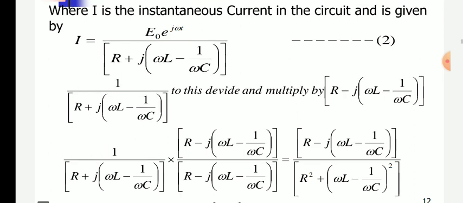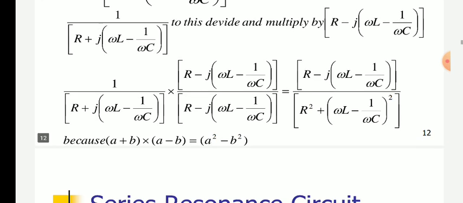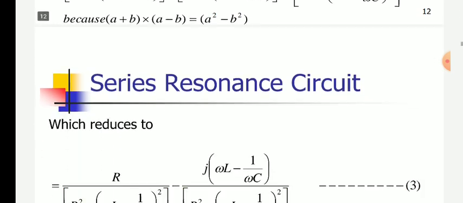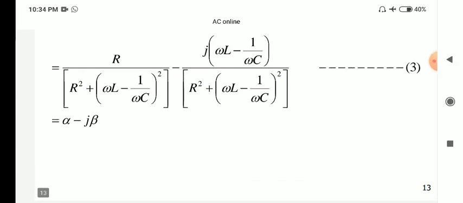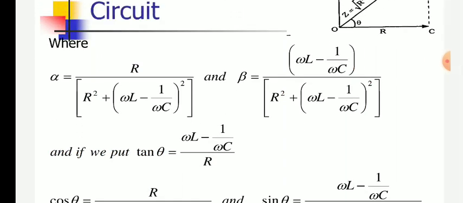So for 1 divided by that bracketed quantity, we can divide and multiply by R minus j into bracket omega L minus 1 over omega C. On multiplying and dividing by this, we go on simplifying this equation. Finally we arrive at equation number 3. That equation number 3 can be written as alpha minus j into beta, and alpha and beta are defined.